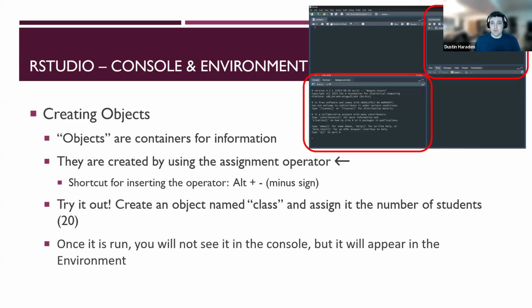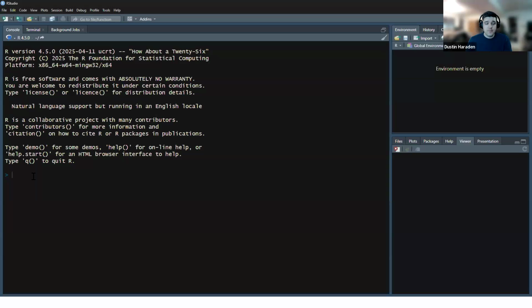This just walks through some examples on how you can work with creating something in the environment. So if we wanted to create an object, like if we were talking about a class and we wanted to see how many students were in the class, we could create that object. And I'm going to navigate back over to our RStudio.